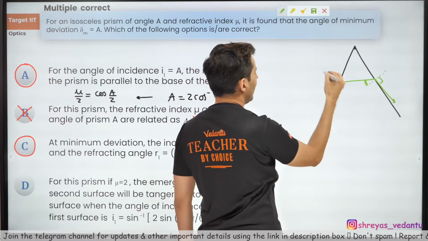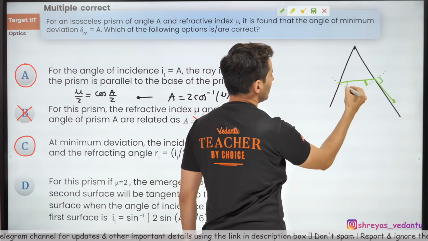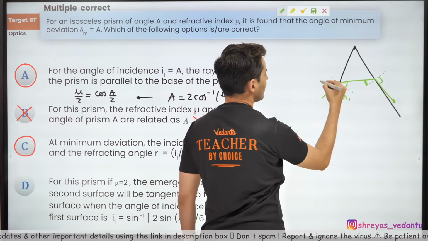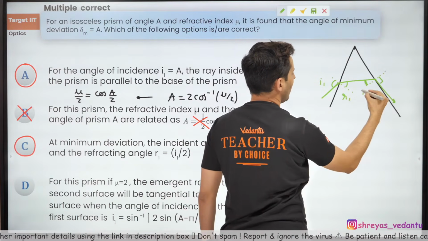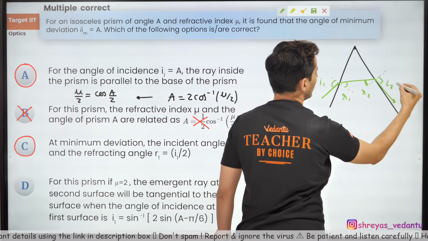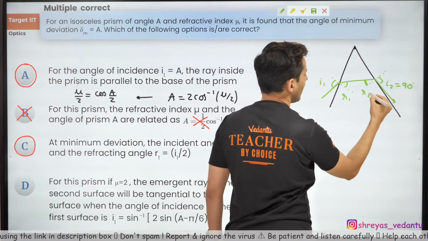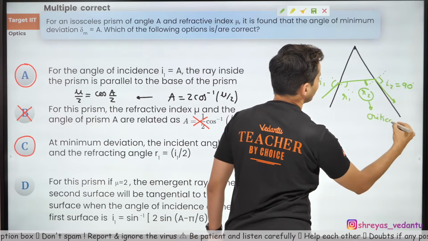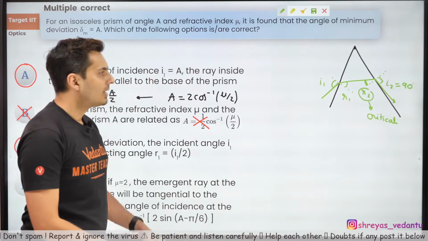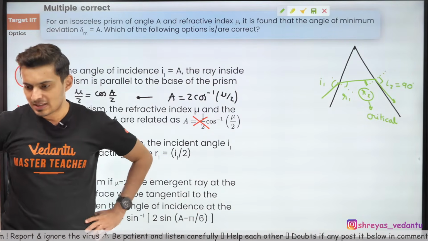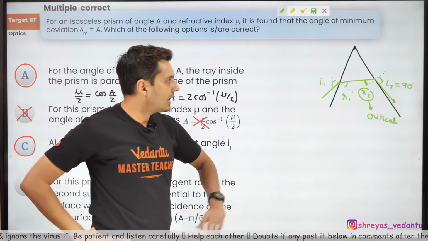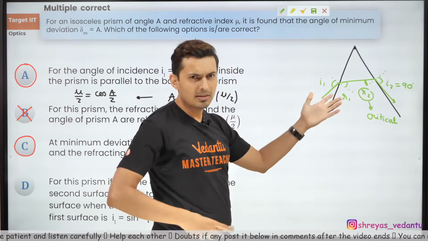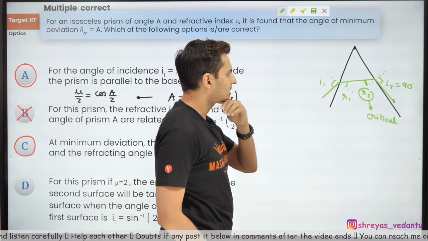Acha. And last thing over here, probably, this is some R1, and this is I1, and this is R2, and I2 will be 90 degrees, and R2 will be the critical angle. That's what this is all about. I hope this diagram is clear. Did you guys get that diagram? R2 is the critical angle, I2 is 90 degrees, this is R1 and this is I1, standard notations.